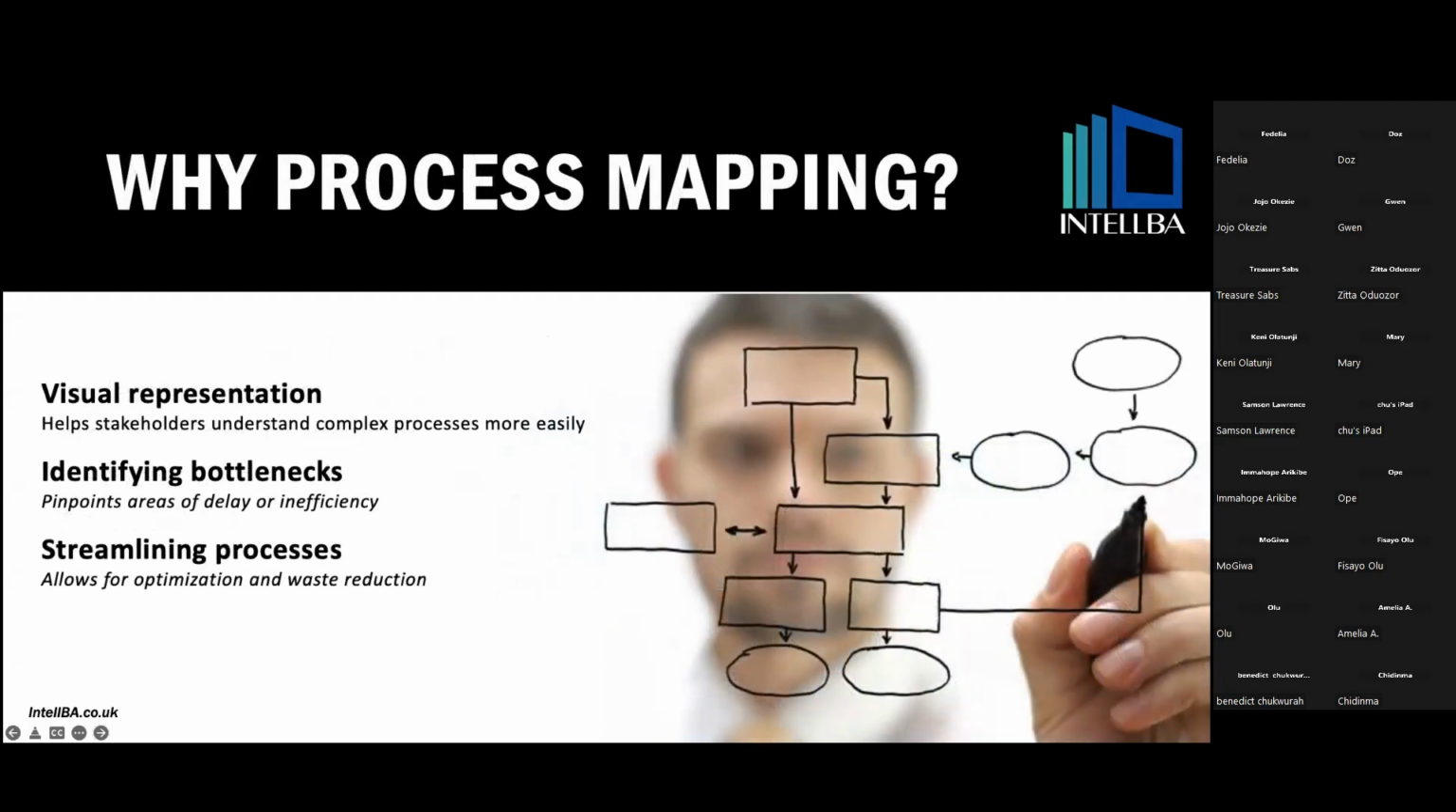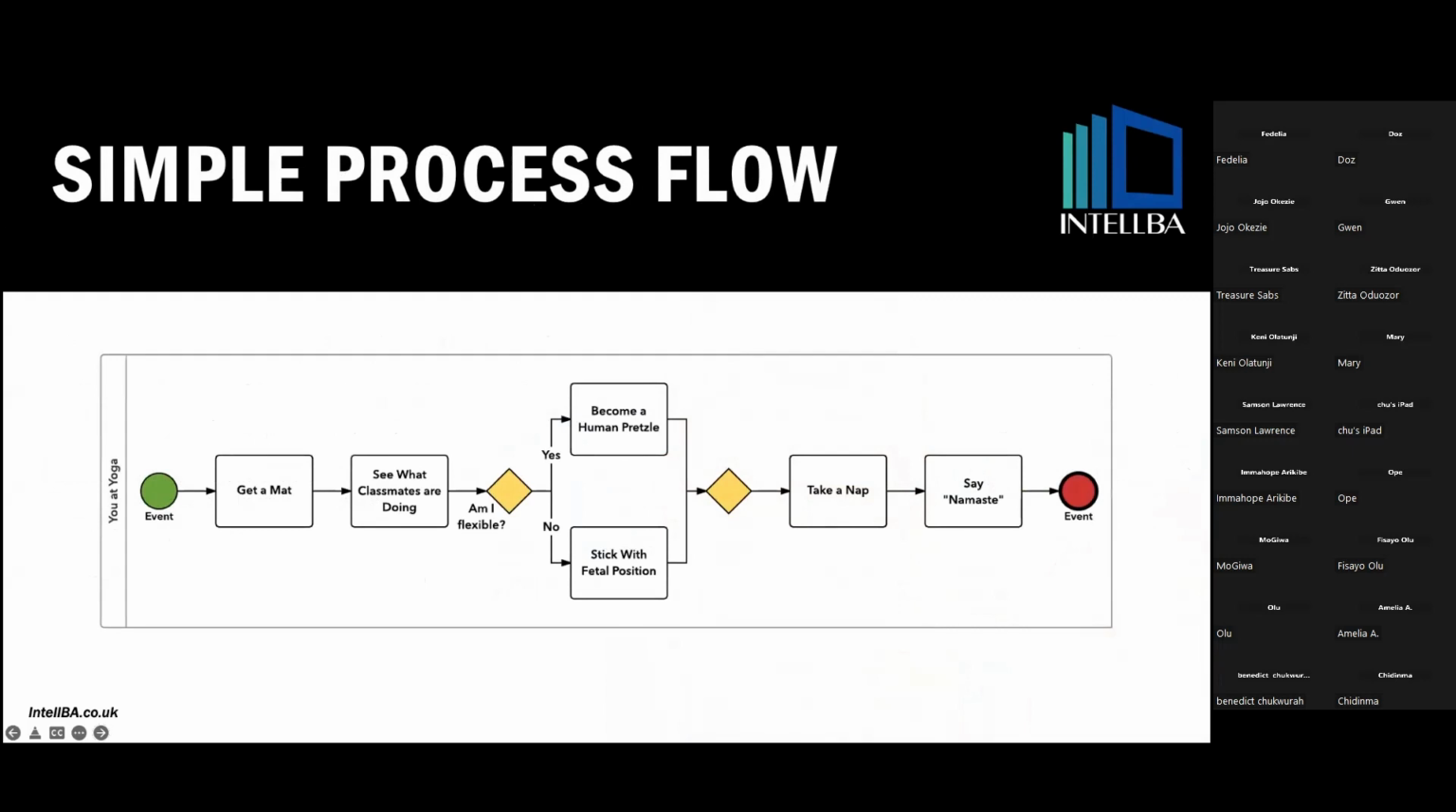So why is process mapping visual? It helps stakeholders understand complex processes more easily. It identifies bottlenecks, pinpoints areas of delay or inefficiency, streamlines processes, and allows for optimization and waste reduction. And because you can see it, you can start moving things around, identifying gaps and changing things in the process. Now, this is an example of a process flow.